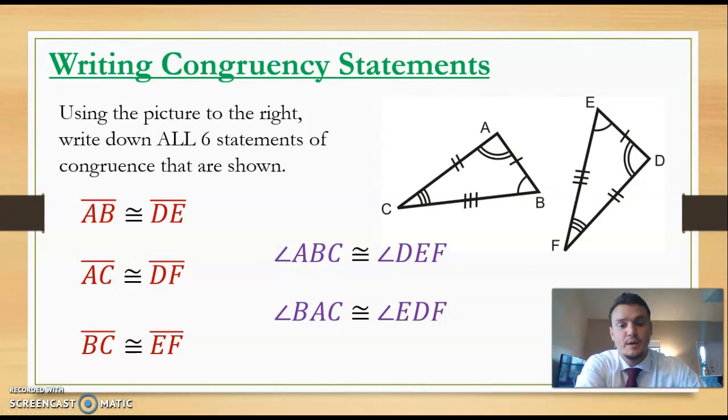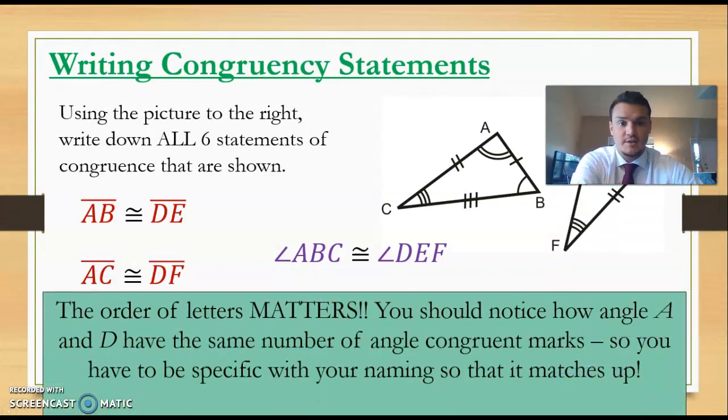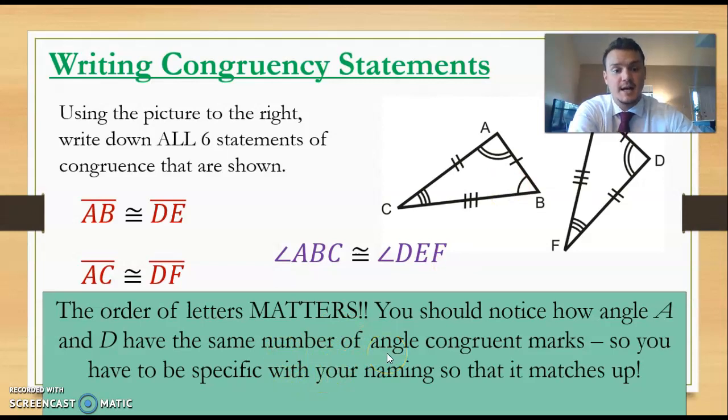We also have angle BAC has 2 arc marks on it, and then EDF has 2 arc marks on it. So those 2 angles are congruent as well. Again, the order of the letters does matter. And then finally, we have ACB has 3 arc marks, is congruent to DFE. DFE has 3 arc marks as well. So these 2 angles are congruent as well. And again, just another reminder that the order of the letters does matter.